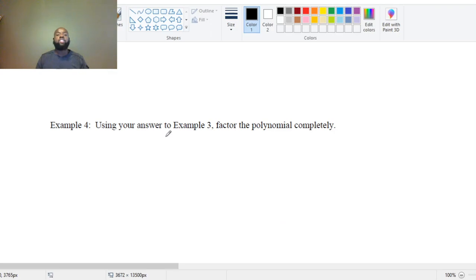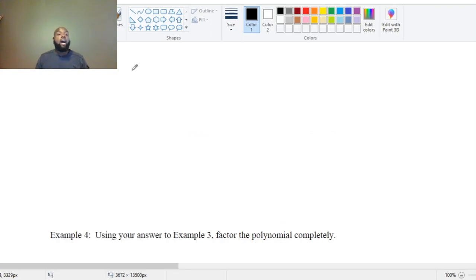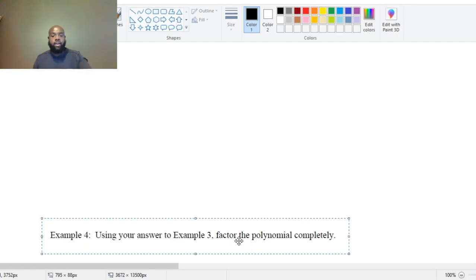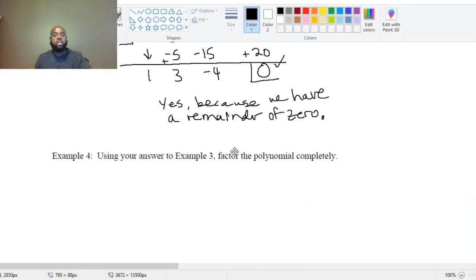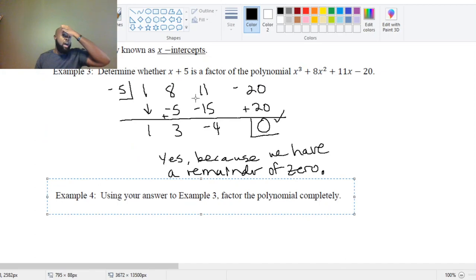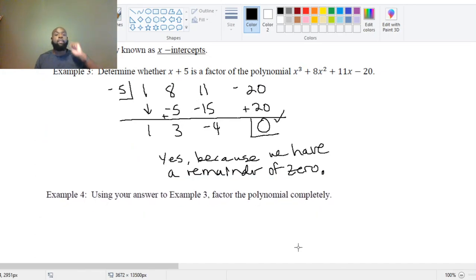It says, using your answer to example 3, factor the polynomial completely. All right, I'm going to move this up because I want to see what I just had. All right. And I left a lot of space as though we needed it. All right, so I want to factor this polynomial completely, right?